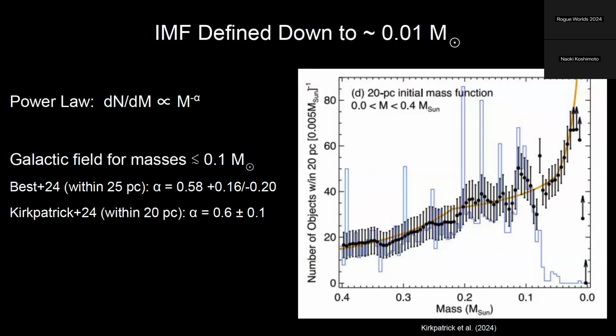Some of the work that's been done recently looking at the solar neighborhood has defined the IMF down to about 10 Jupiter masses. Essentially, they do a volume limited sample, one by my colleague at UT, William Best, and another one earlier this year by Davy Kirkpatrick. Basically, they characterize the mass function as a power law that goes down from the hydrogen burning limit to about 10 Jupiter masses with an index of about 0.6. What that's really saying is we have an increasing number of objects as we go to lower masses.